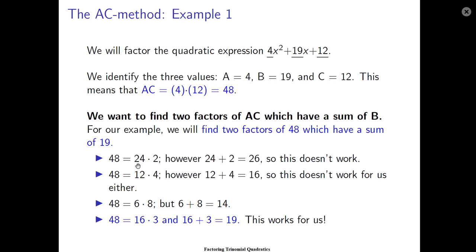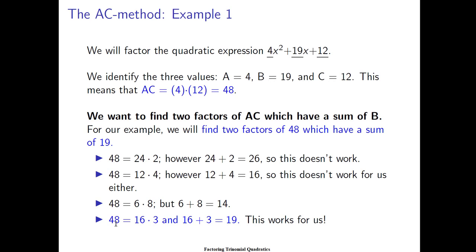Now when we start this process, 48 has many different factors. On this first line, 48 is 24 times 2. However, that isn't the pair that I want because 24 plus 2 is equal to 26, and we want two factors which have a sum of 19. When I continue, 48 is 12 times 4, but 12 plus 4 is equal to 16, so that's not quite what we want either. 48 is also 6 times 8, but 6 plus 8 is 14.